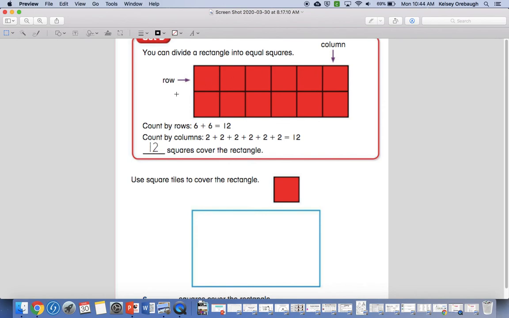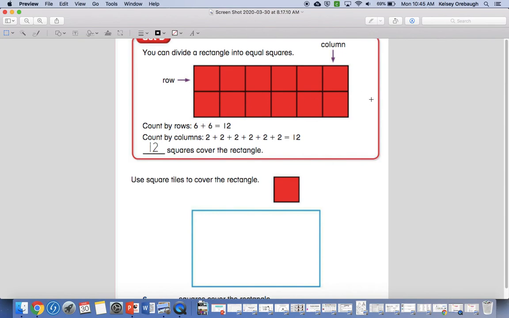So this rectangle has been split into many squares. Let's see if we count by rows, how many equal squares are in each row. So we have 2 rows here, 1, 2, and each row has 1, 2, 3, 4, 5, 6. 6 squares. 6 squares plus 6 squares equals 12 squares in all.